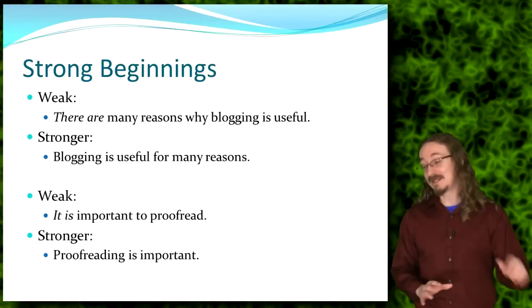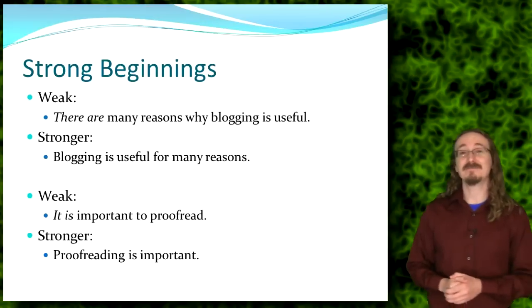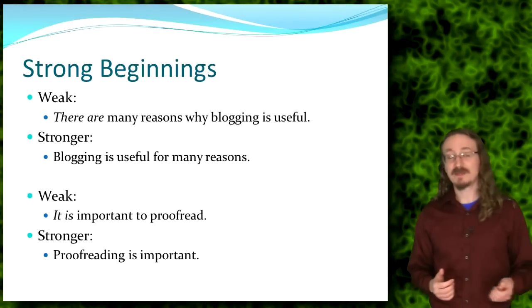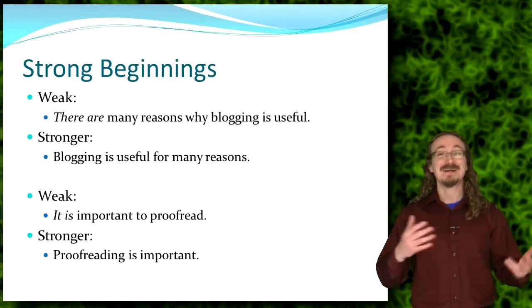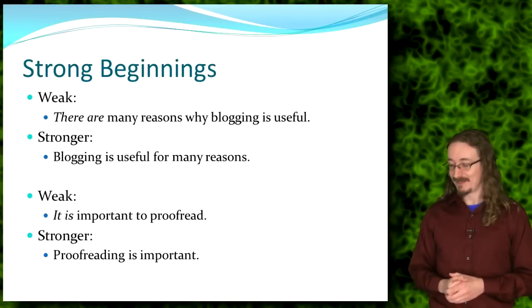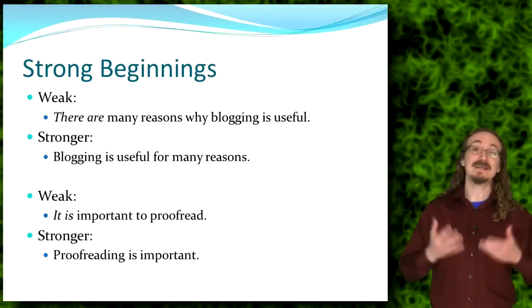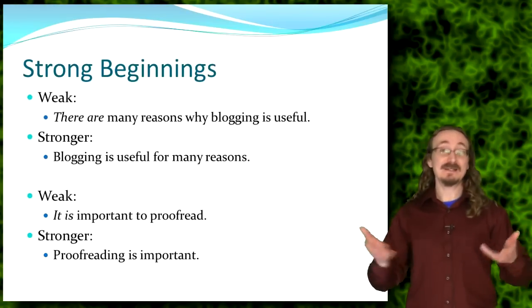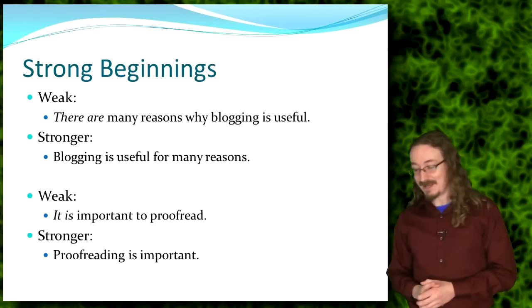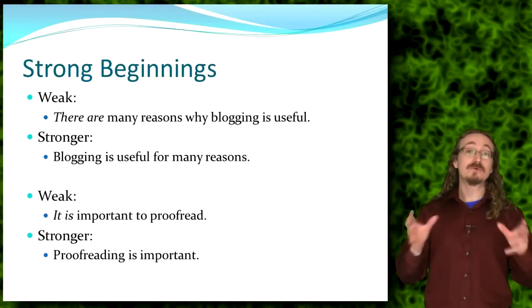So you're better off taking out the "there are" and "there is," "it is," and so on, and putting a solid subject in there instead. Like blogging. So blogging is useful for many reasons. If I say blogging, you should hopefully have some idea what I'm talking about. And so you sort of jump into that sentence a lot easier. A second example, it is important to proofread. Well, there we've got an "it" that you have no idea what the "it" is. So again, it's just empty language, just wasted oxygen. I could have rewritten that to say proofreading is important. So it made it shorter, also more direct.